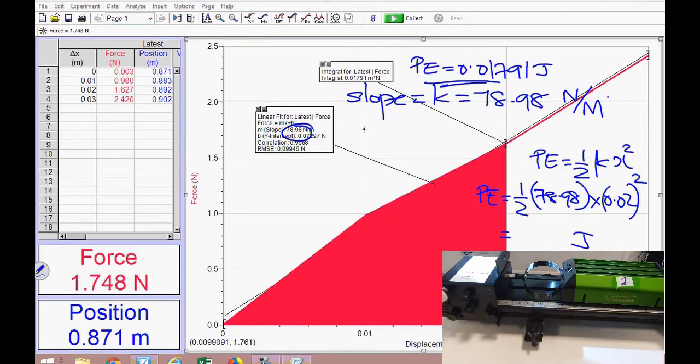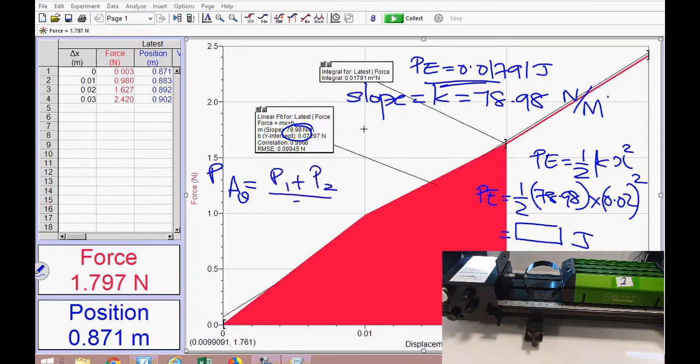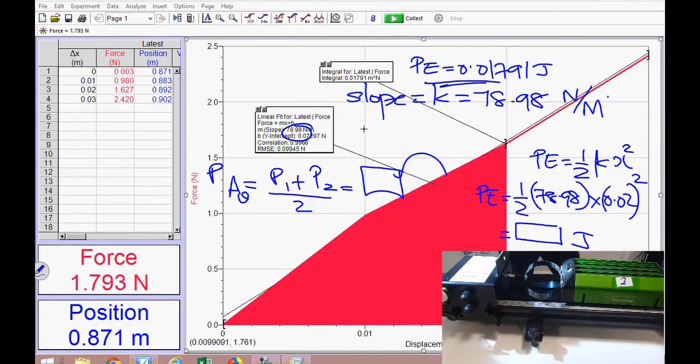Imagine if you wanted to do further, we can maybe take a better value. That means here I am going to get two values of potential energy. So you can get the average potential energy. It is this potential energy P1 plus this potential energy, I call it P2, divided by 2. So we will get a good potential energy. And that is the potential energy stored in the spring while I compress it to a displacement of 2 centimeter.